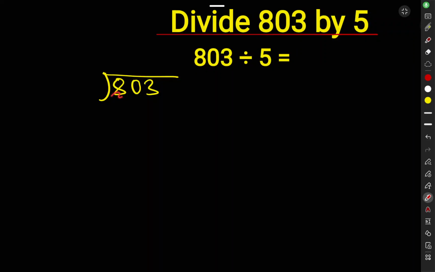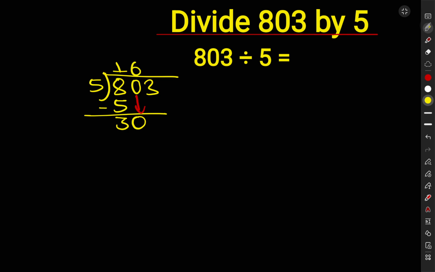Here we divide 803 by 5 in long division method. 5 times 1 is 5. On subtracting we get 3. So now we put down this 0 and it is 30.